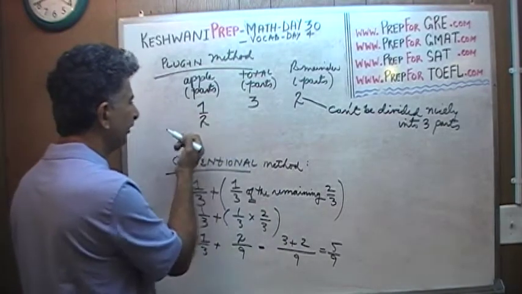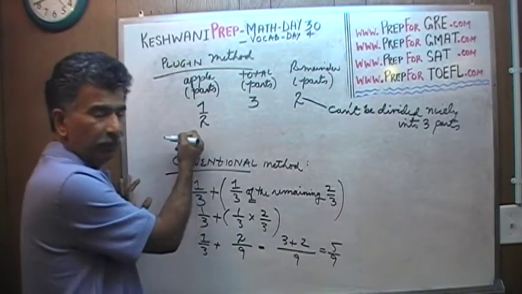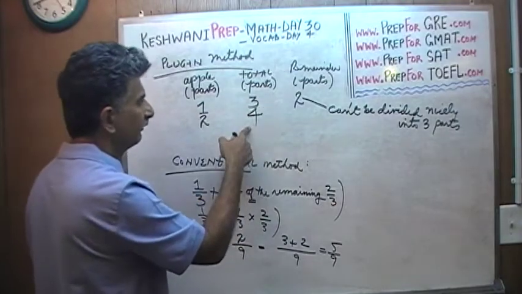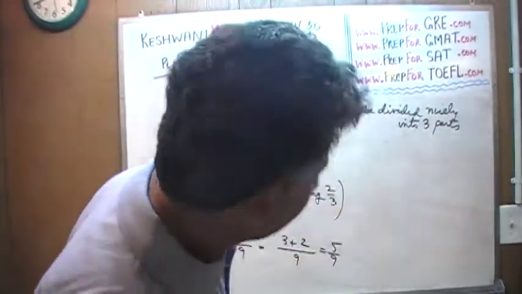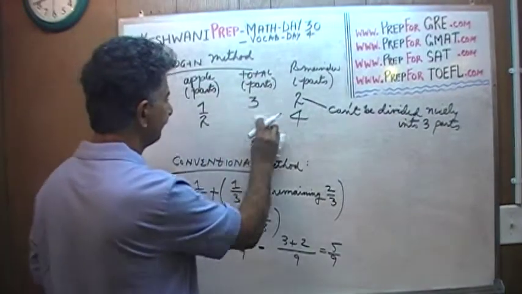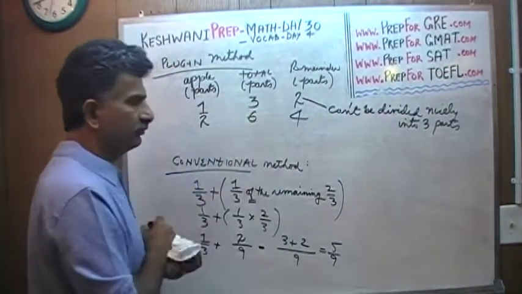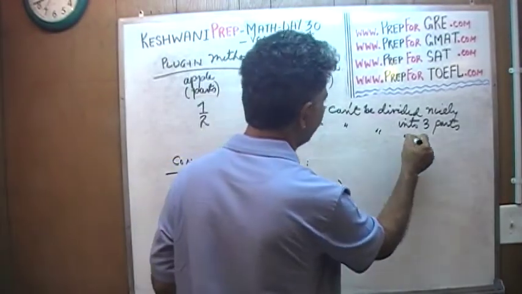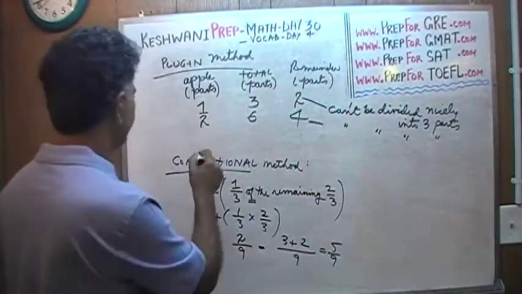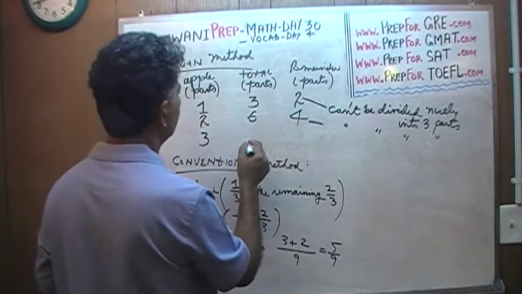Let's pretend that in the beginning you had 2 parts apple juice. If you had 2 parts apple juice, then you must have 4 parts of the other. And therefore, there must have been 6 parts altogether. So same thing, same problem. 4 cannot be divided nicely into 3 parts. Let's try something else. Let's try 3 and the total parts 9.